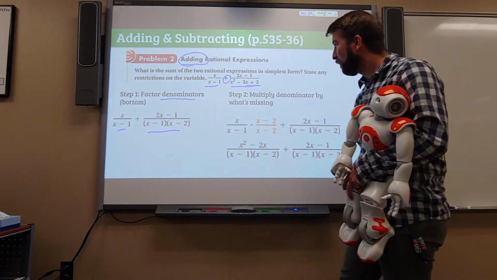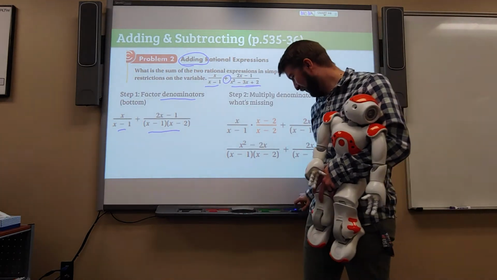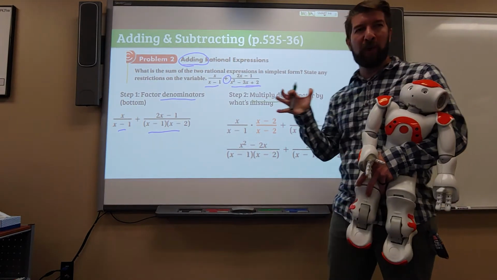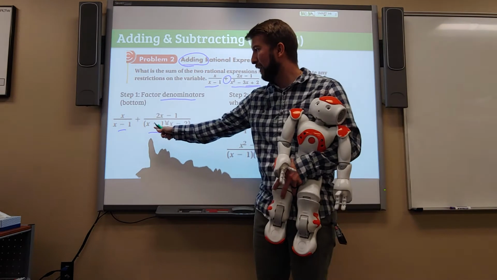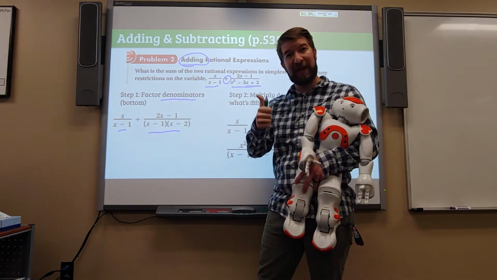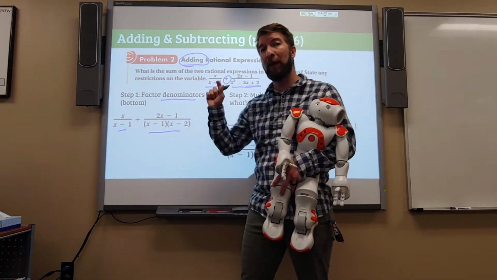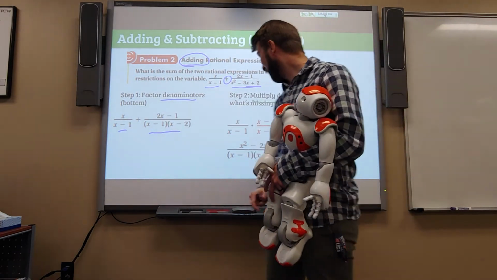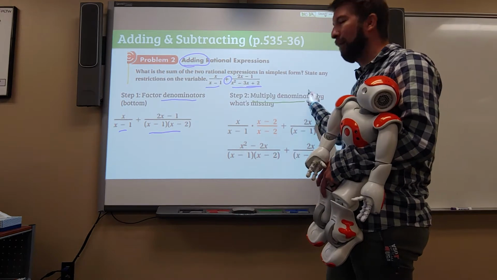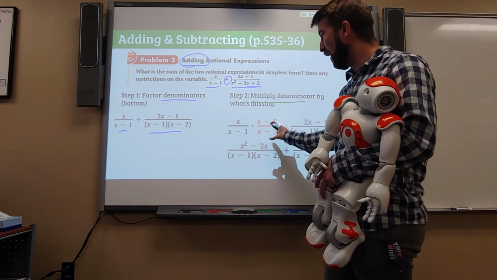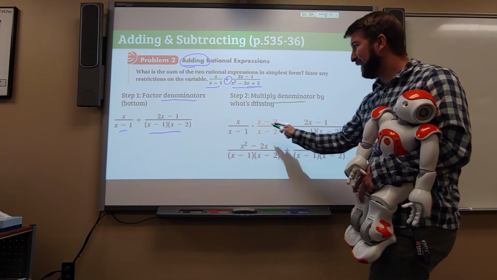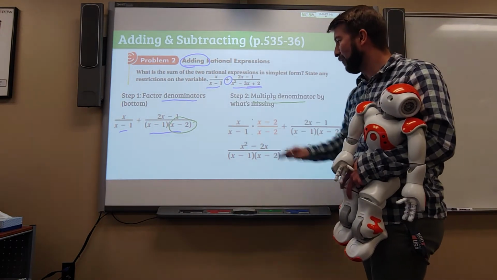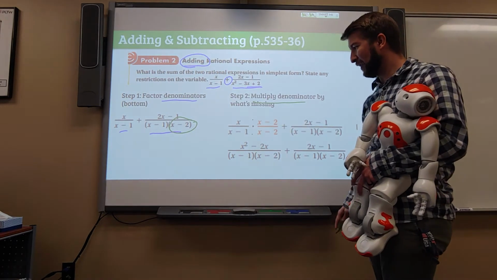Step 2. We're going to multiply. I'll switch my colors. We're then going to multiply the denominators by what's missing. So we're going to look at the denominators, and notice we have x minus 1, x minus 1. That matches. But then we have an x minus 2. So we're going to multiply the denominators by what's missing. And in fact, we're actually going to multiply all of it by what's missing. So we're going to take this x minus 2 that's missing over here, and we're going to multiply the denominator and the numerator by x minus 2.